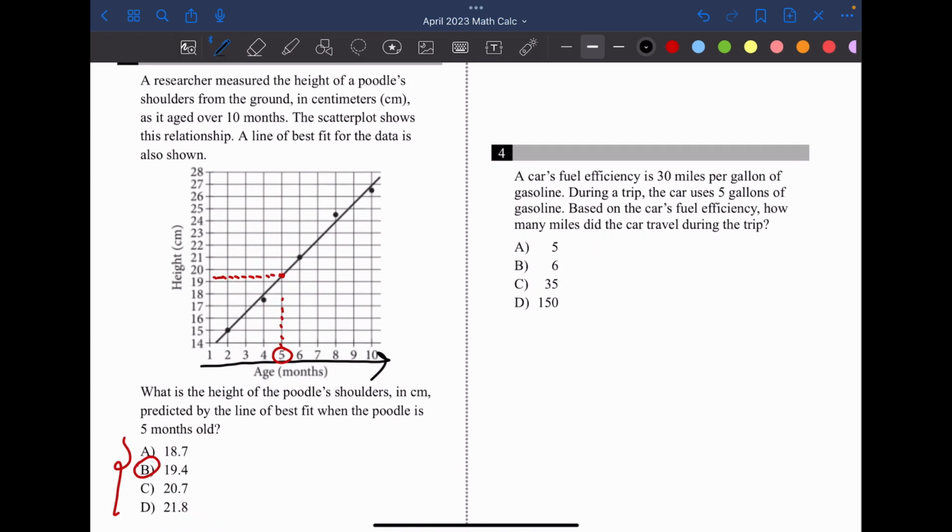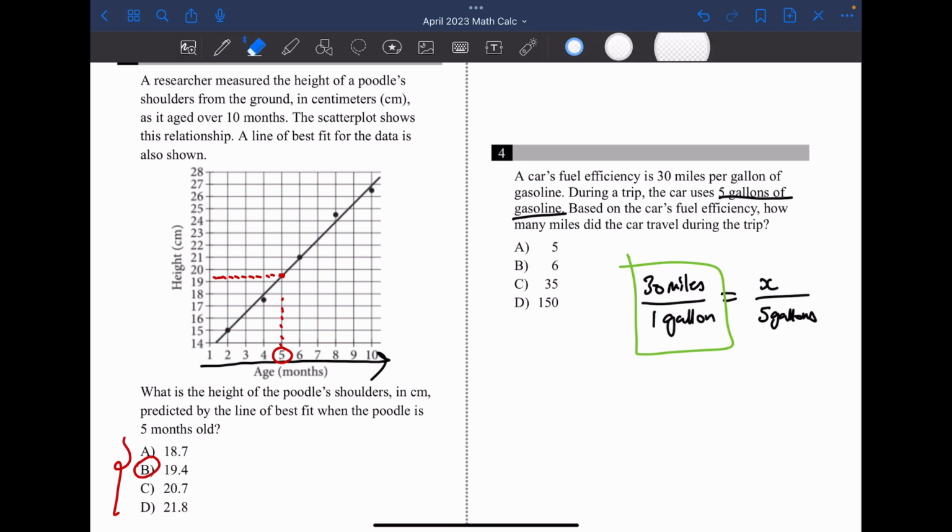Question number 4, a car's fuel efficiency is 30 miles per gallon of gasoline. During a trip, the car uses 5 gallons of gasoline. And then based on the car's fuel efficiency, how many miles did the car travel during the trip? So this must be easy again, but it's a common ratio. So if we have 30 miles for 1 gallon, because it's 30 miles per gallon, that's 1. And then this must be equal to 5 gallons on the bottom. And we're trying to find out what this would be, so x on top, because once again, it's a common ratio. These should be equal fractions because they're equivalent.